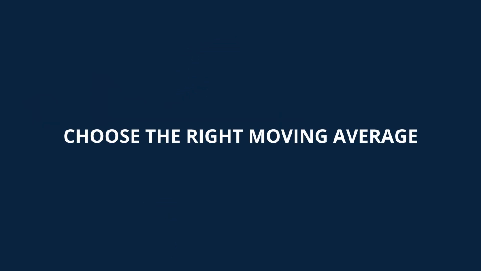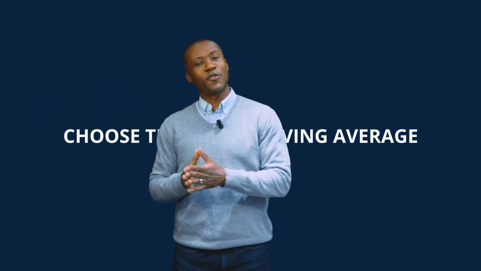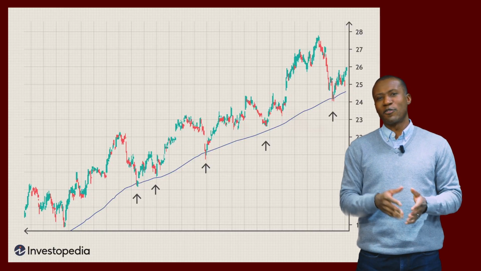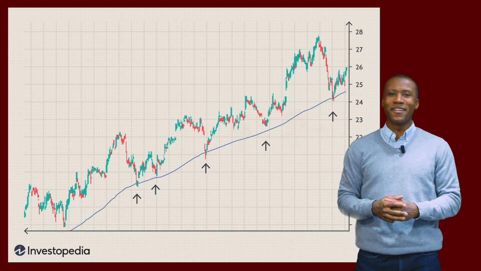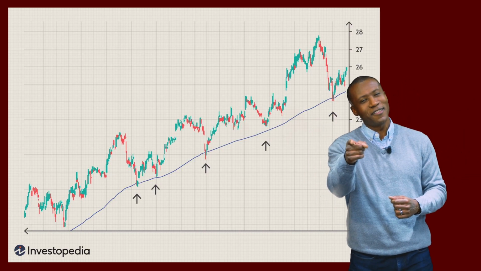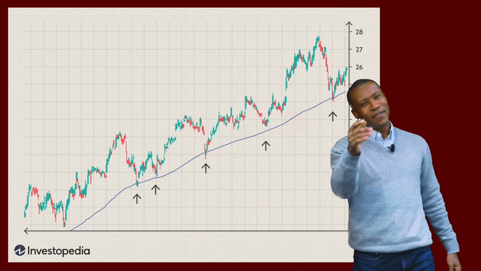So the first thing we need to do is choose the right moving average. Now for day trading, a short-term moving average, such as the 9 or 20-day moving average, is typically used. This helps traders quickly identify short-term trends in the market, giving you the directional bias to then look for price action setups to enter a trade with the trend.